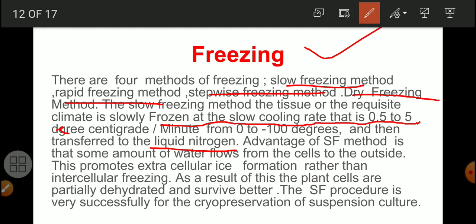The advantage of the slow freezing method is that some amount of water flows from the cell to the outside. This promotes extracellular ice formation rather than intracellular freezing.